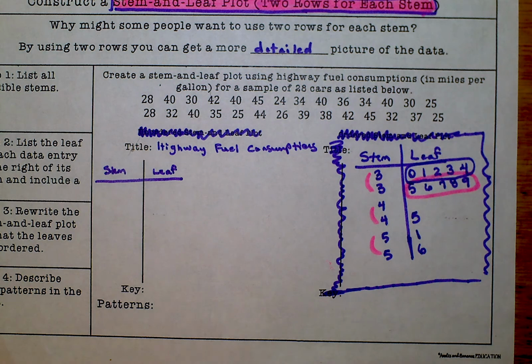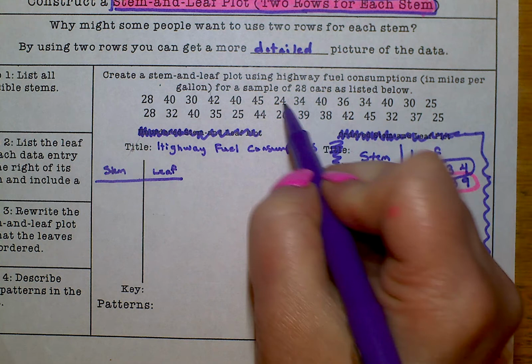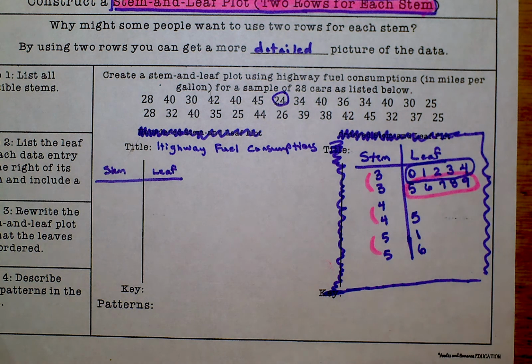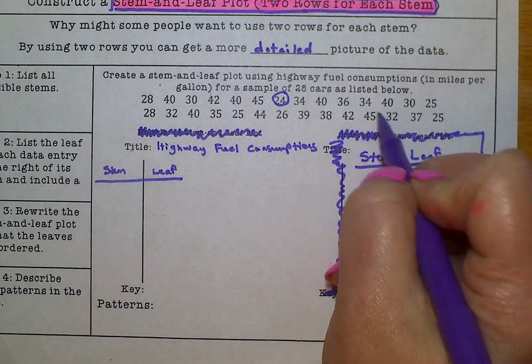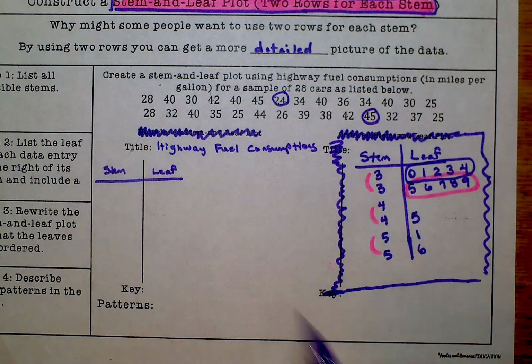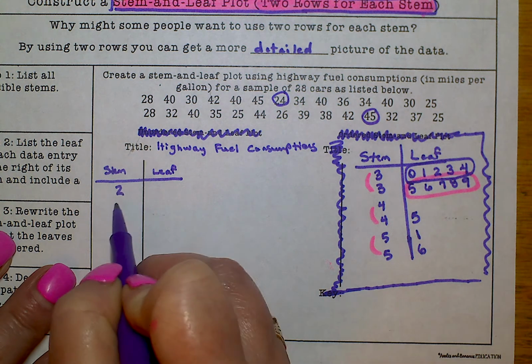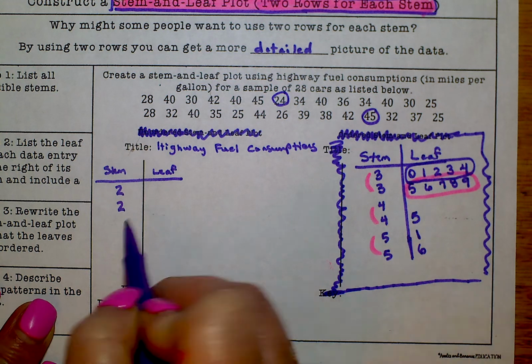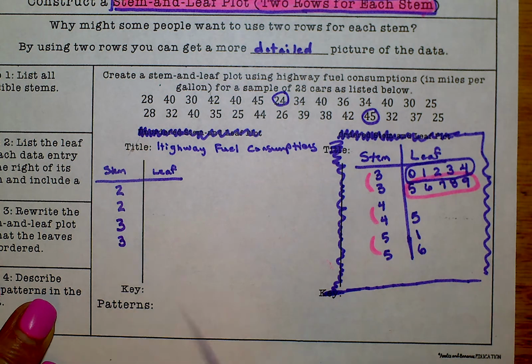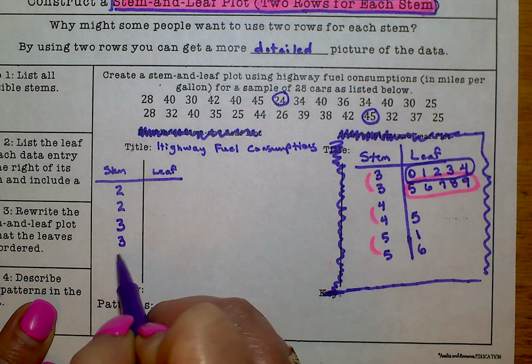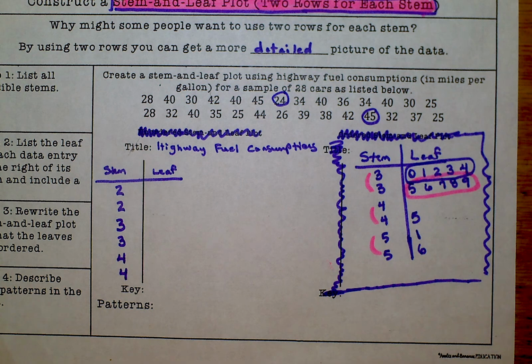And I'm going to look for my lowest number and my highest number. So I've got a 24, and it looks like a 45. So I'm going to have 2 2s, 2 3s, and 2 4s.